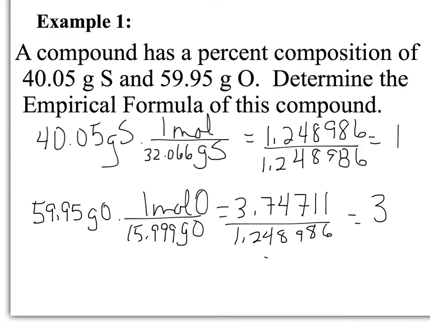So our empirical formula, that means there's one S and 3 O's. And this is not sulfite because it doesn't have a charge. Somebody always thinks it's sulfite, but it doesn't have a charge. So this is just sulfur trioxide. Okay, we're going to go on to the next example.